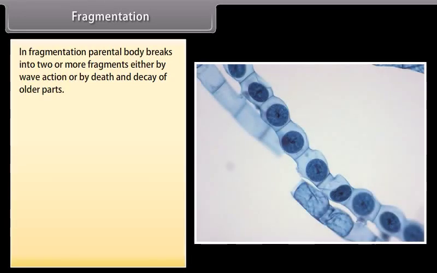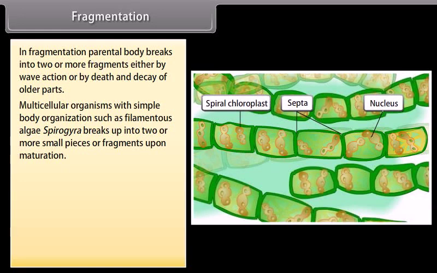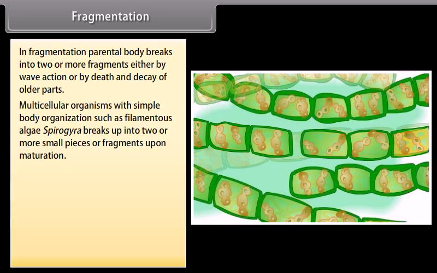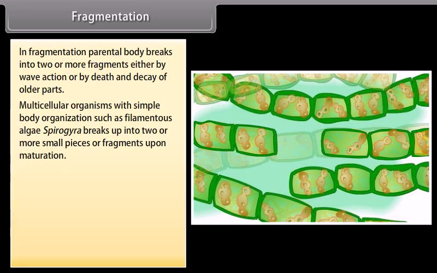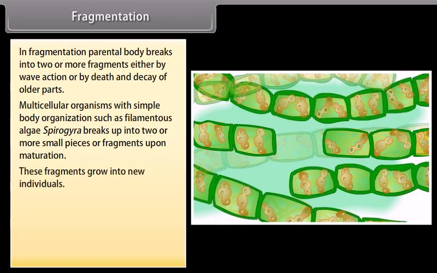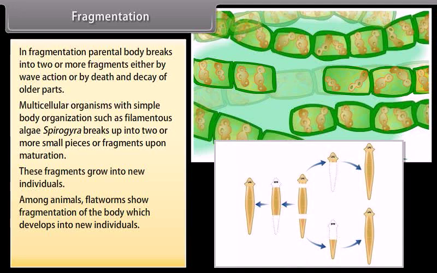Fragmentation. In fragmentation, the parental body breaks into two or more fragments, either by wave action or by death or decay of older parts. Multicellular organisms with simple body organizations, such as the filamentous alga Spirogyra, break up into two or more small pieces or fragments upon maturation. These fragments grow into new individuals. Among animals, flatworms show fragmentation of the body which develops into new individuals. Fragmentation is found in algae such as Spirogyra.